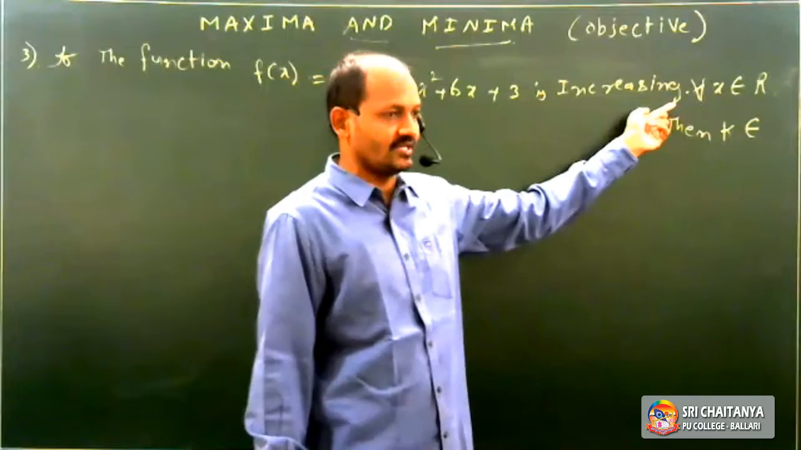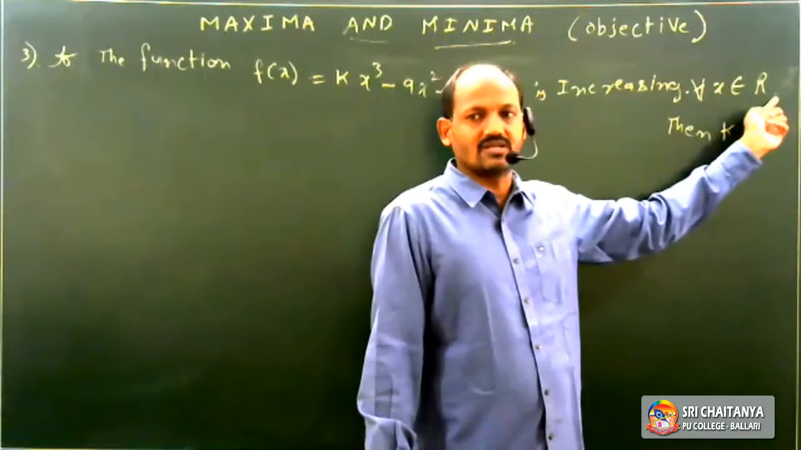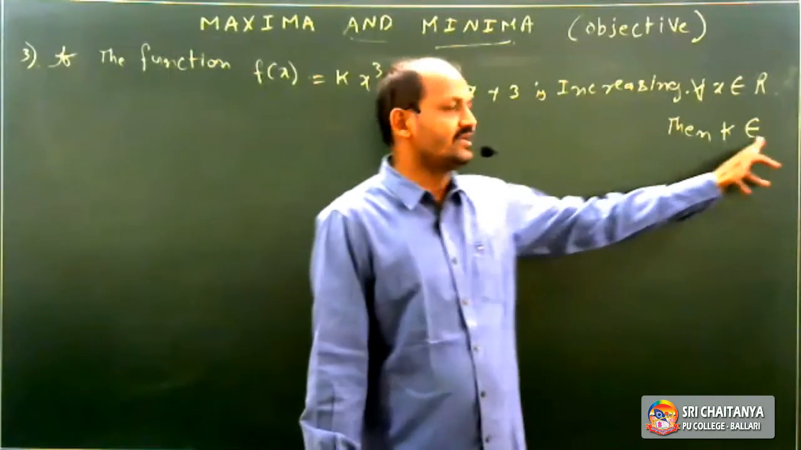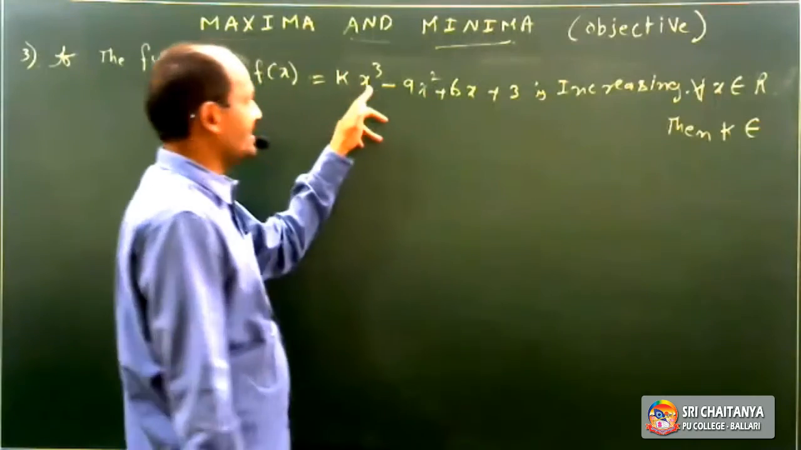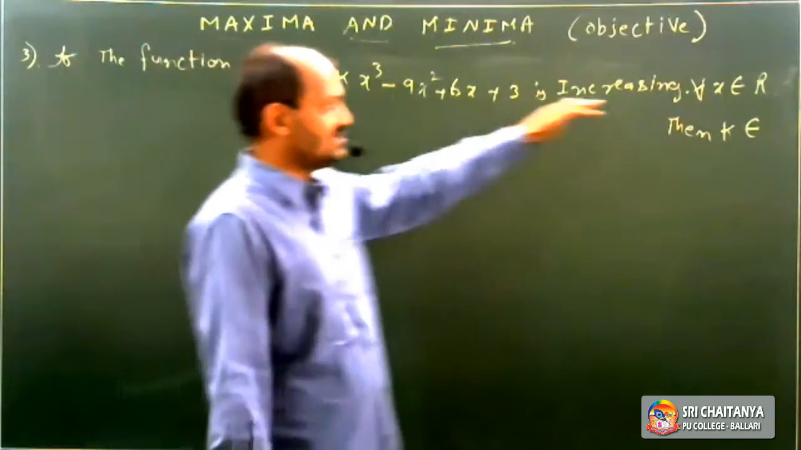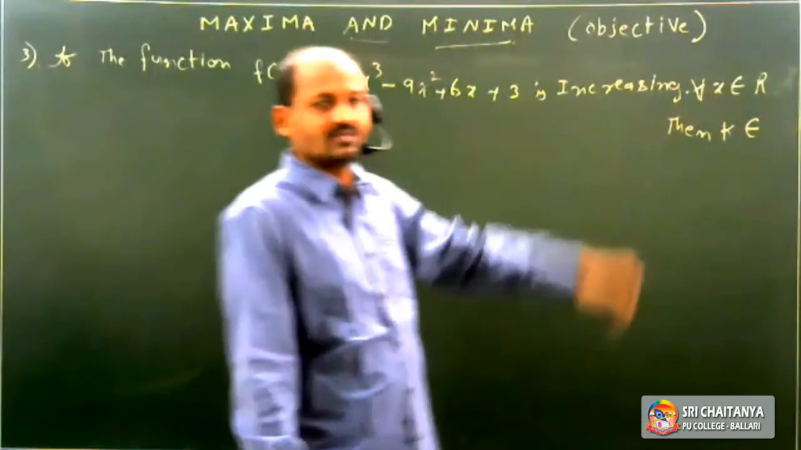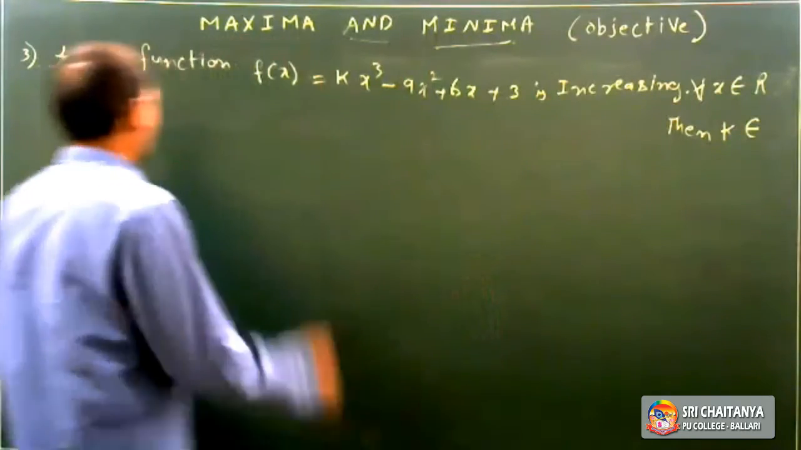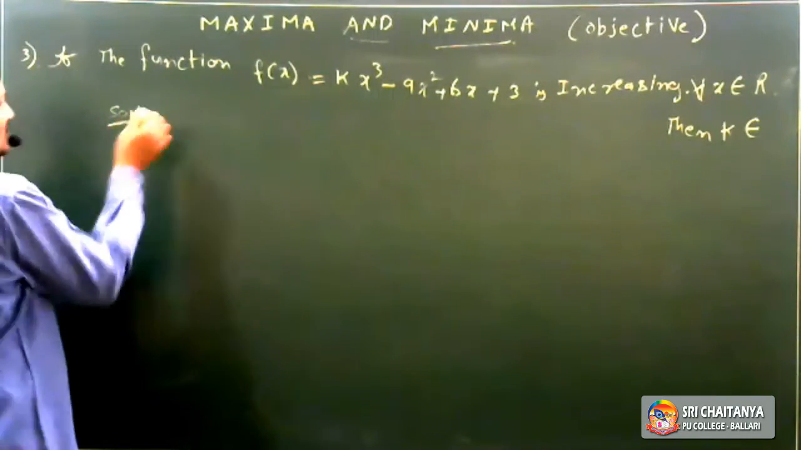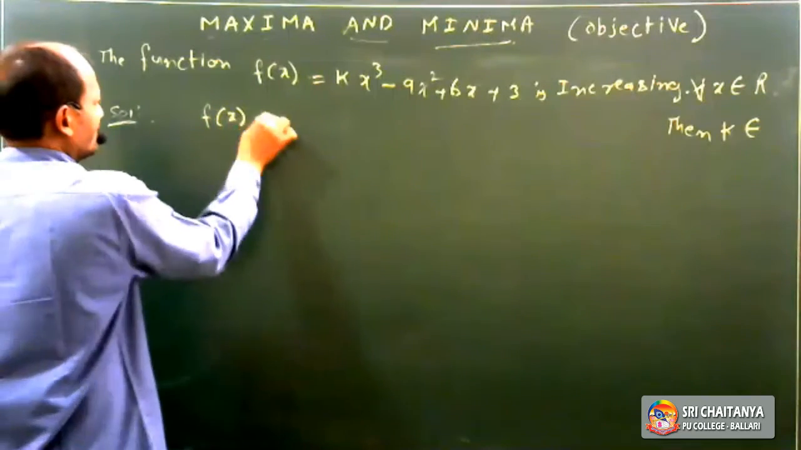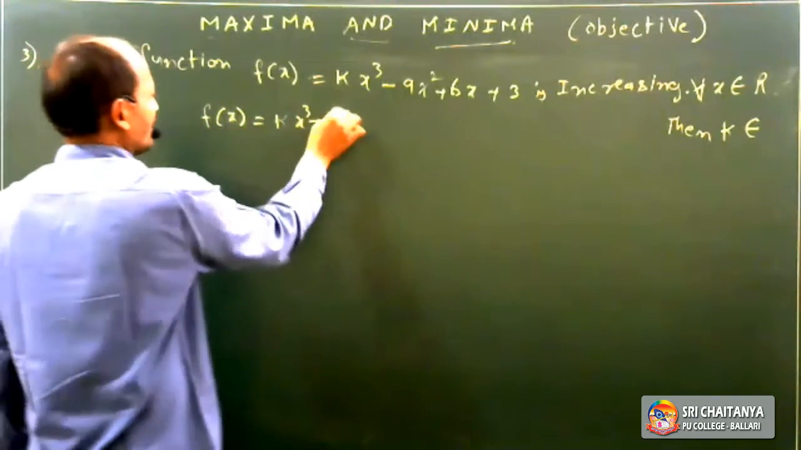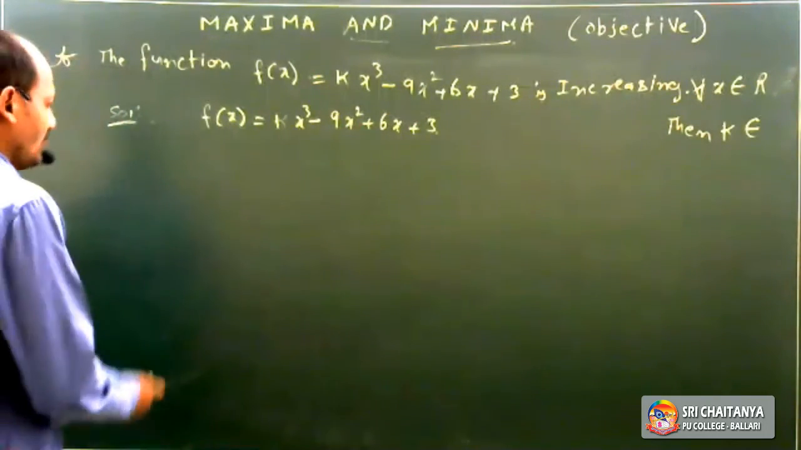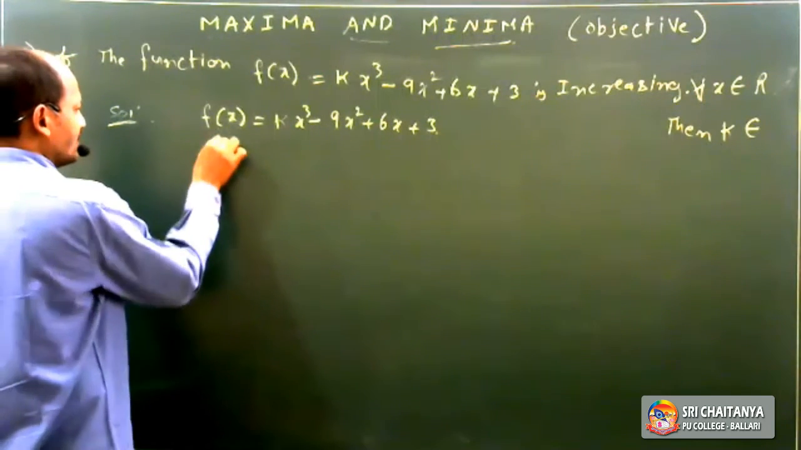3 is increasing for all x belongs to R. That means for every real number the given function is increasing. Then k belongs to. So the total function is increasing for every real number. That means f dash of x is greater than or equal to 0. Then find the value of k. So here given f of x, that is kx power 3 minus 9x square plus 6x plus 3. Find the derivative f dash of x.